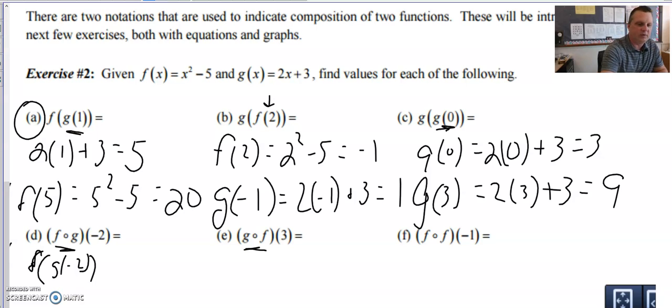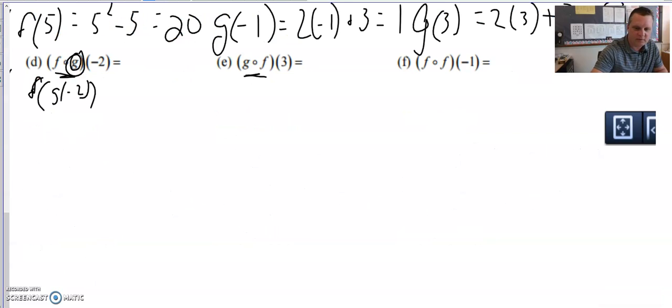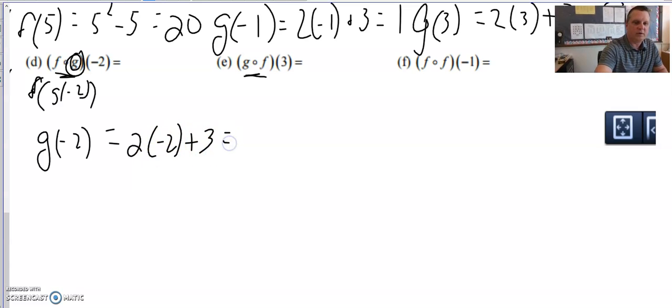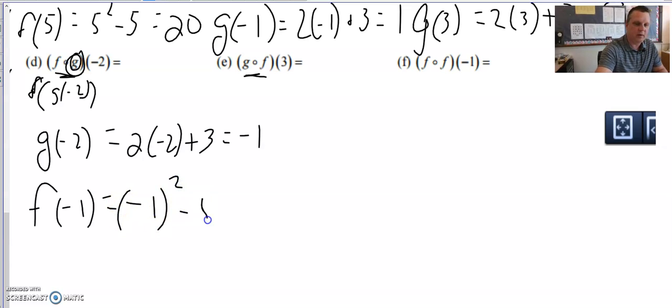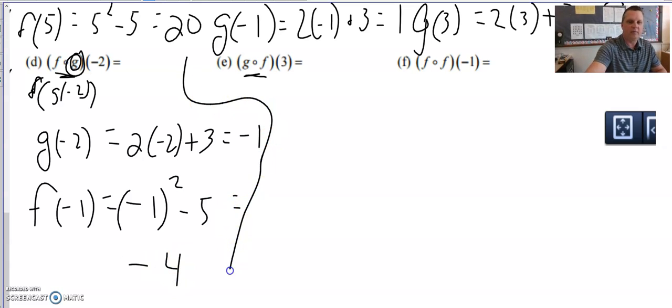So that means we have to do the g first. My g of -2: 2 times -2 plus 3, which gives me -1. And then my f of -1 is (-1) squared minus 5, which is -4. Now, be very careful here. It has to be in parentheses because it's squared. So -4 is my final output value.